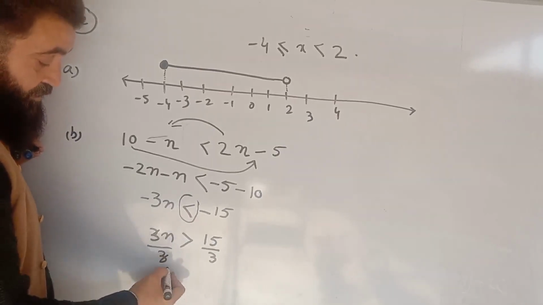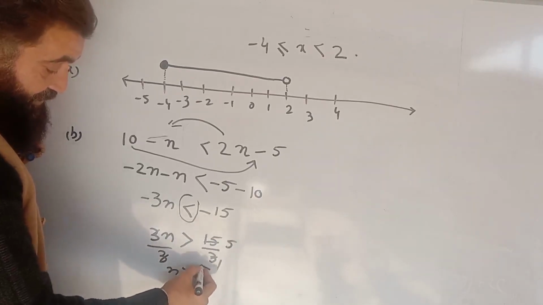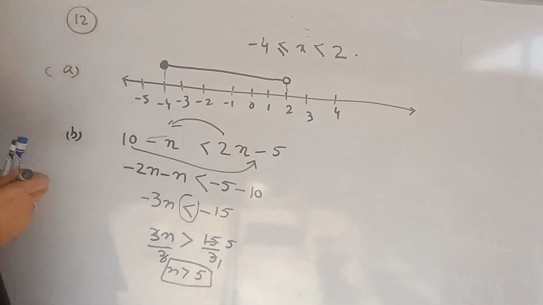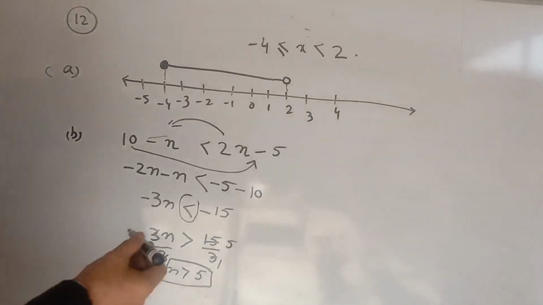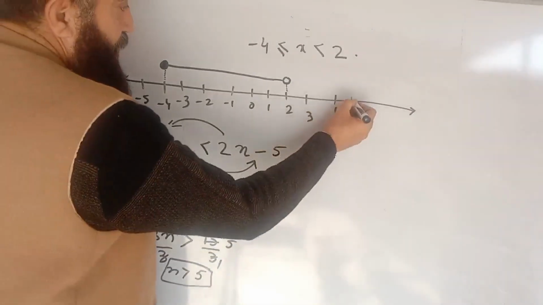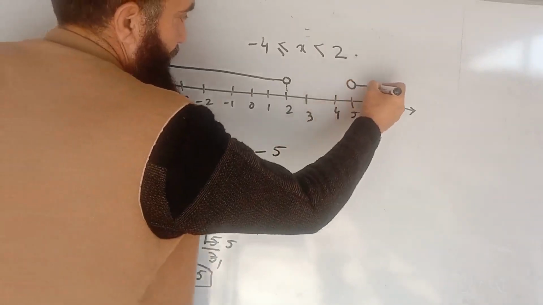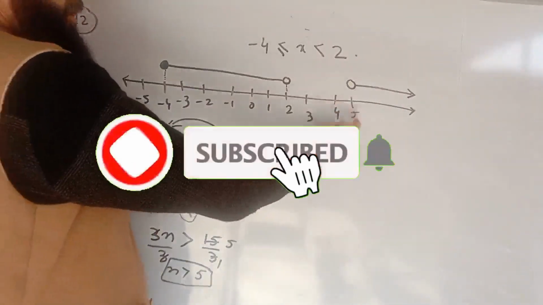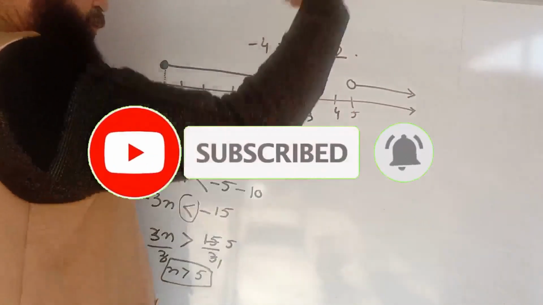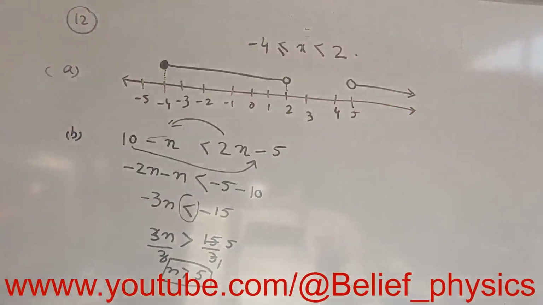3 is cancelled here, so n is greater than, 3 fives are 15, n is greater than 5 is the answer or solution of this inequality. If we have to represent it on a number line, then it will be like that. We put 5 here and n is greater than 5, so we put a circle over here, and then this arrowhead will show that it is going, it is not stopping anywhere. Any number greater than 5 up to infinity will be part of this solution. Okay, good. So that's it.